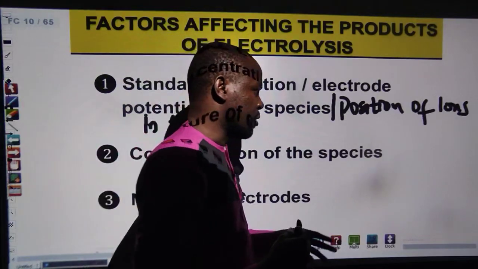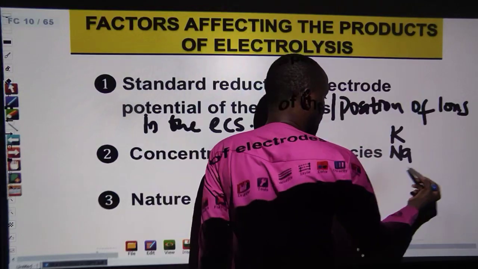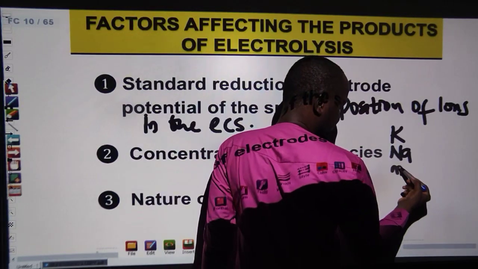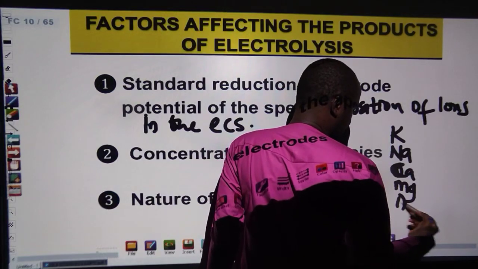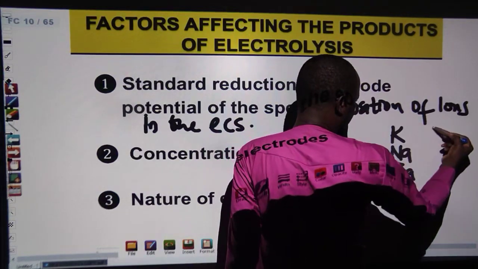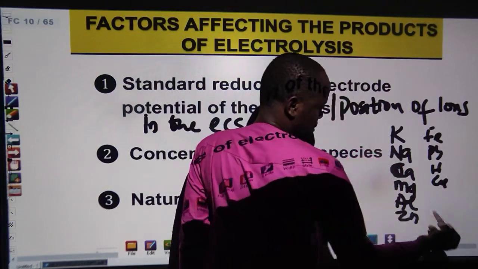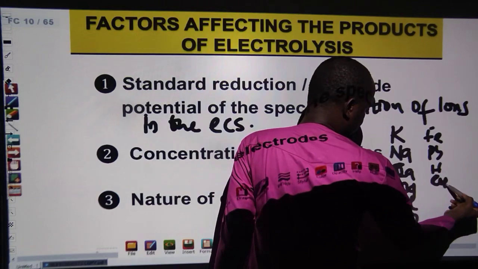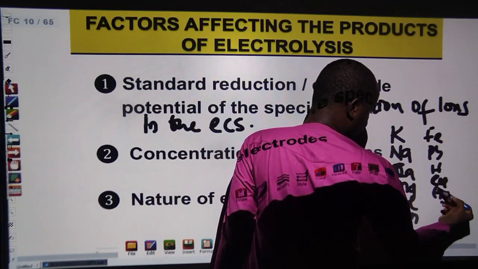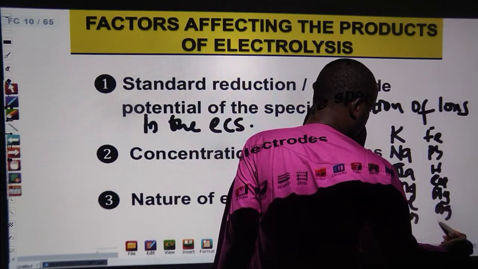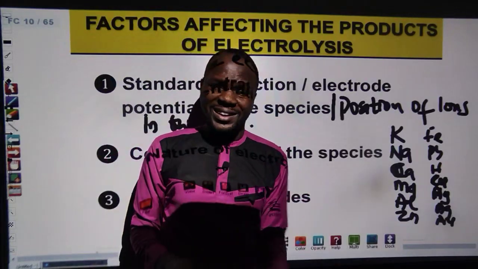I may not talk about that for now, but if you know them, it is K, Na, Ca, Mg, Al, Zn, Fe, Pb, H, Cu, Ag, Hg, Ag, and Au. You can also add Pt, platinum. So that's just the trend for cations. Like I said, I don't have time.